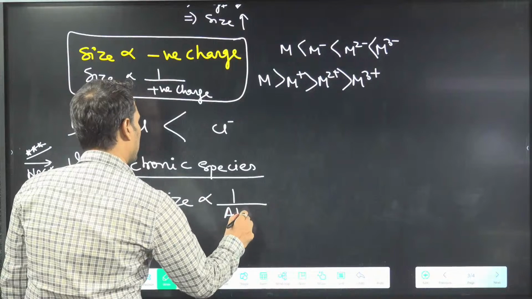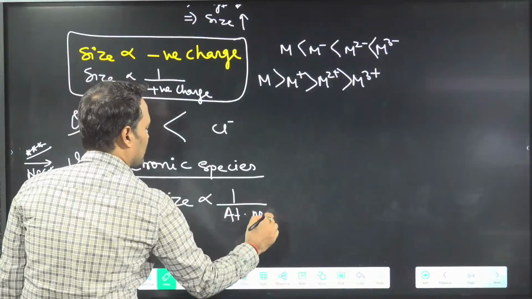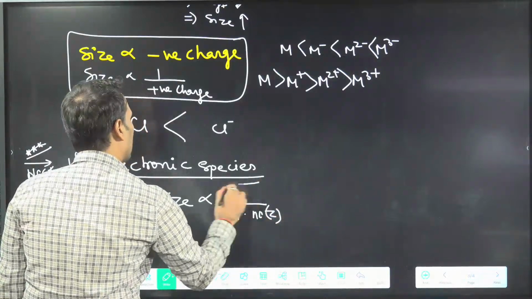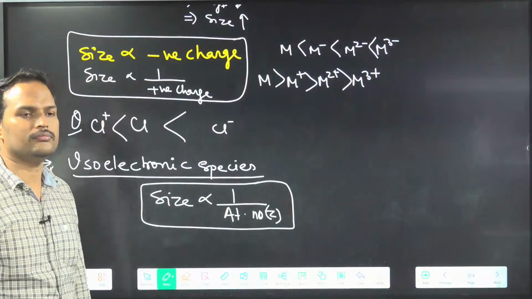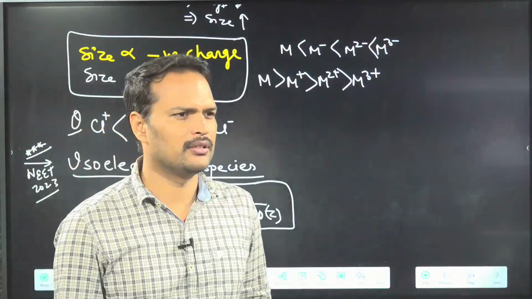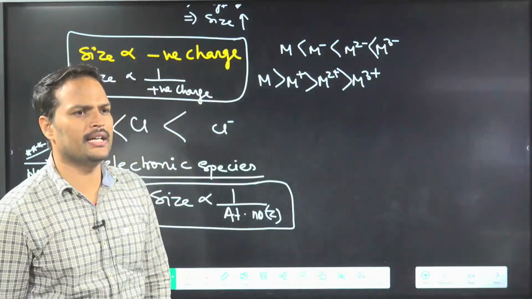So we can simply say only one point is there: size is inversely proportional to atomic number. Atomic number means what? Z. Got the point? Have a look once. Is it clear?